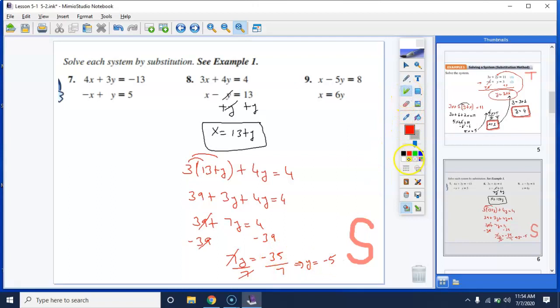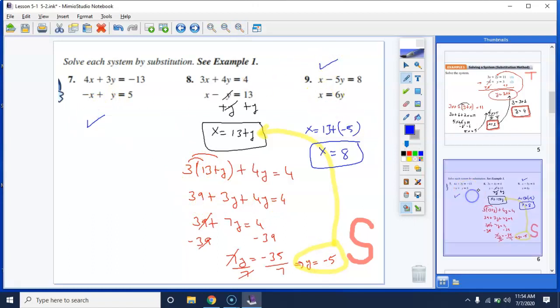So we are good. That's my first answer: y equals negative 5. Now let's take this and plug it in here to see what x is. x equals 13 plus y, which is negative 5, so x is going to be 8. So for question 8, x should be 8 and y should be equal to negative 5. But guys, pause the video right now. I want you to have a try at this one and this one, please.